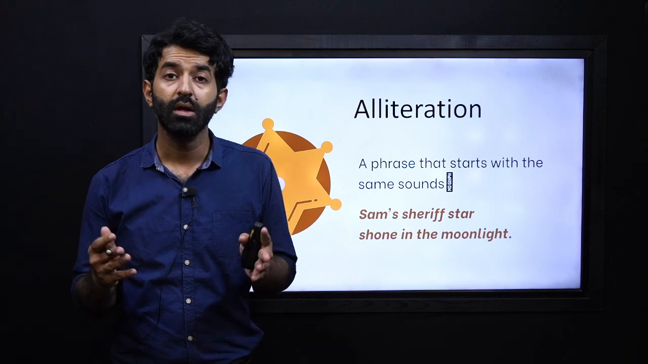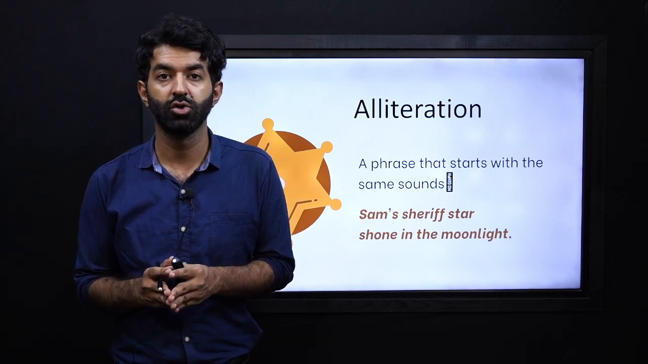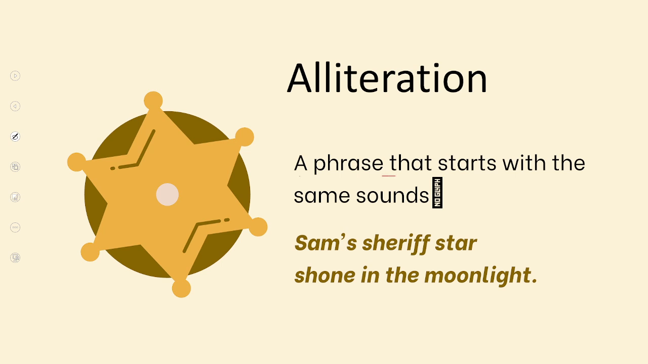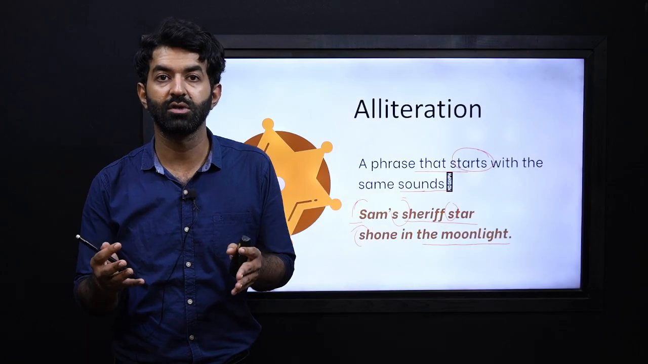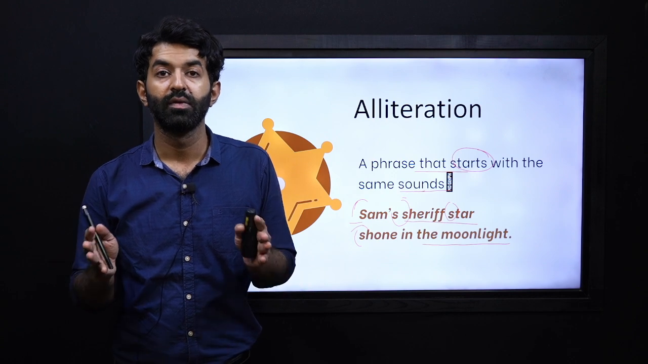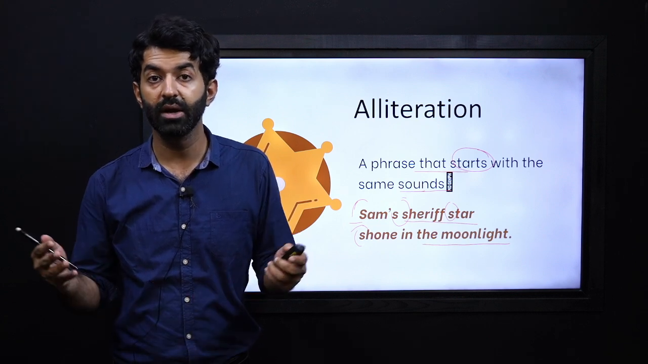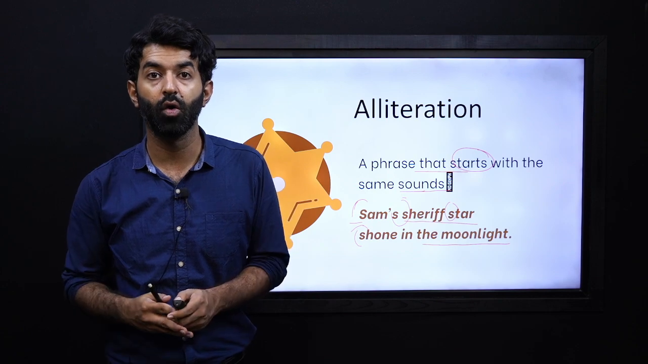Now, let's talk about some additional figures of speech. We have alliteration. What is it? This is a phrase that starts with the same sounds, like "Sam Jack's star shone in the moonlight." The consonant S is repeated so many times. If you see any sentence like this, tongue twisters, or any verse of a poem that is repeating the consonant sounds again and again, we can call it alliteration. Or it can also be vowel sounds as well.